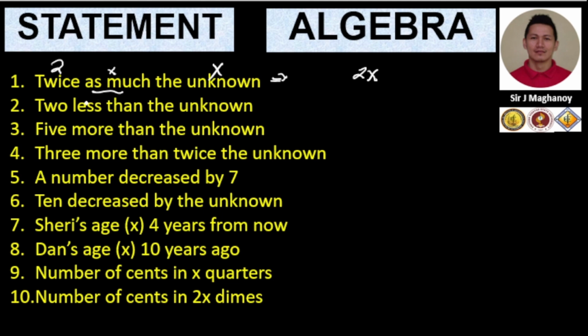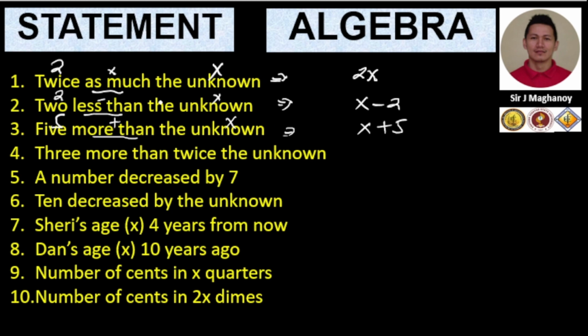The next one is 2 less than the unknown. Less than means minus. How can you write this in algebraic form? We have the unknown x less than 2, so that is x minus 2. Moving on with our third statement, 5 more than the unknown. We have 5 and the unknown x. More than means positive or sum or plus. So we can write this as x plus 5, or in vice versa form.